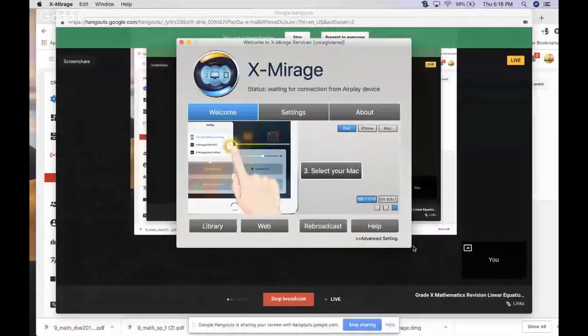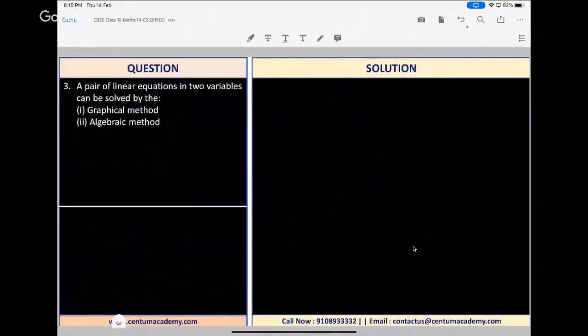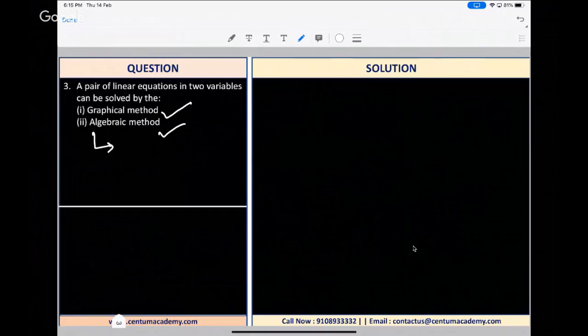Now, a pair of linear equations in two variables can be solved by two methods. One is the graphical method, and another is the algebraic method. And in the algebraic method, you also know there are three processes. One is called substitution. Then there is elimination. And the third is cross multiplication.